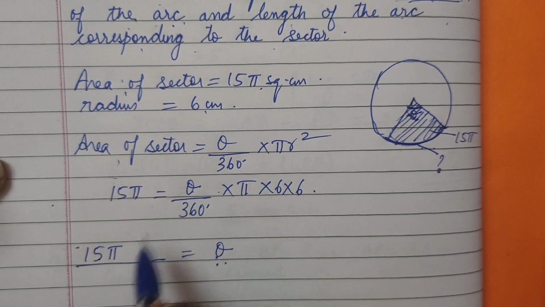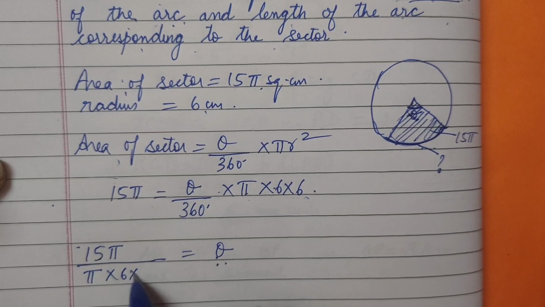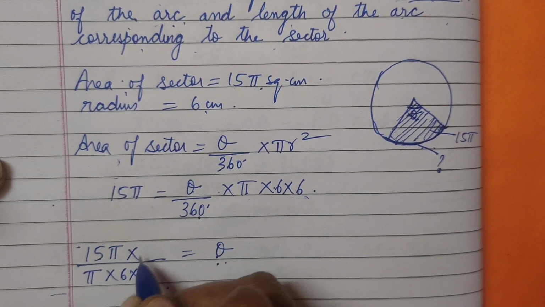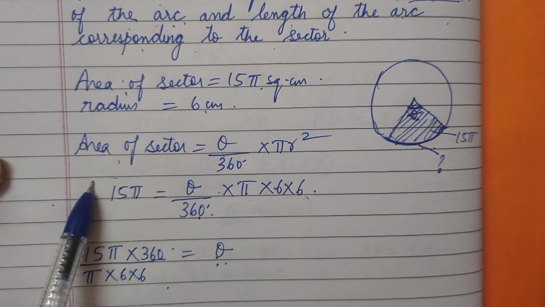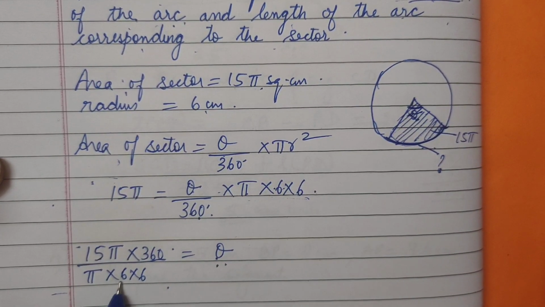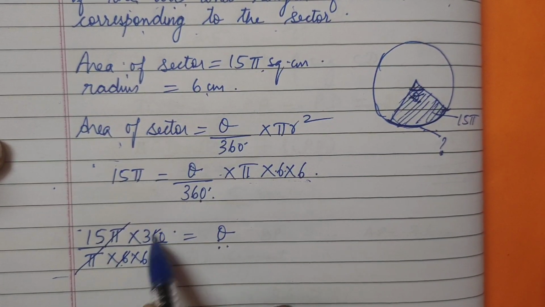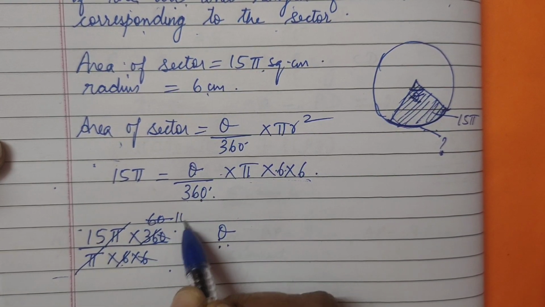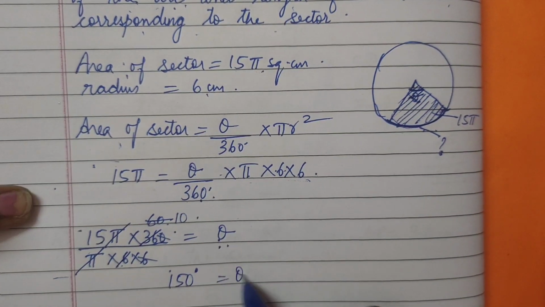Pi is in multiply form, it comes in divide form. This is all in multiply form, so they will all come in divide. And 360 in divide form will come in the multiply form. Remember this: what was below comes above, and what was above goes below. Now cancel 15 15, 6 6 are 36 and this 0 goes here, and 6 10s are 60. So how much you got here? 150 degree.